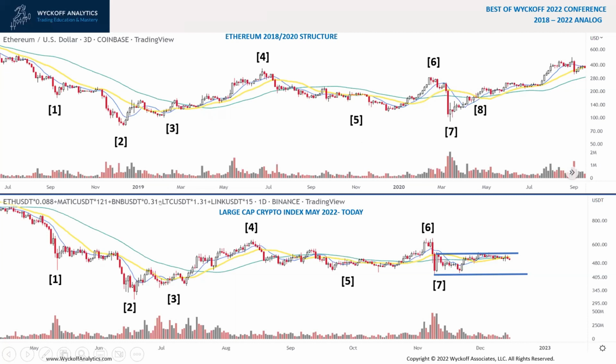This is a basket of large cap cryptos that we have created at Wyckoff Analytics. In both cases, we have a first attempt to stop at 0.1 with some volume increase, then an extreme oversold condition at 0.2, a test at 0.3 as a higher low, and then a good rally follows on consistent volume. In this case, we see more volume, but the volume is quite consistent even in the first analog.